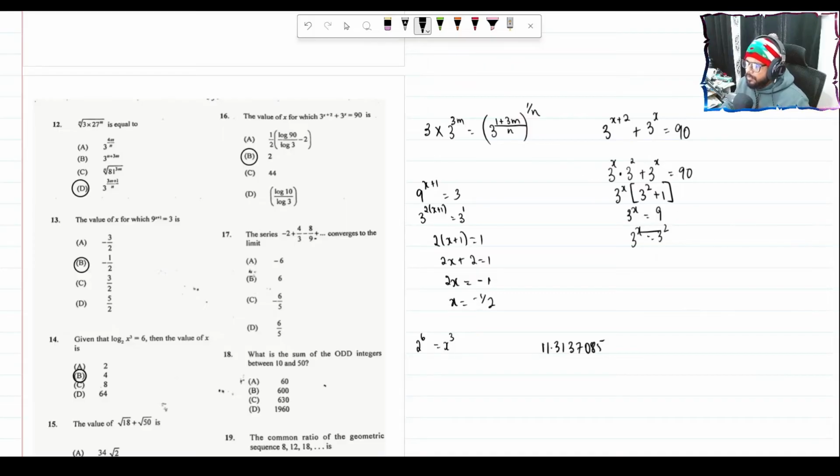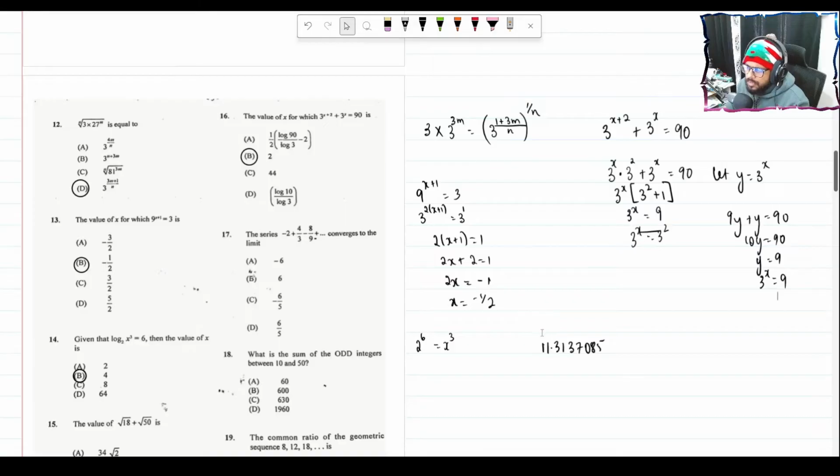Right? Another way I could have looked at this piece here is let y be equal to 3 to the power x. So I'm going to have 9y plus y is equal to 90. Solve for y now. 10y is 90. y is 9. And y was 3 to the power x. Same thing. Right? Sometimes it's easier to make a little substitution to see it a little better.